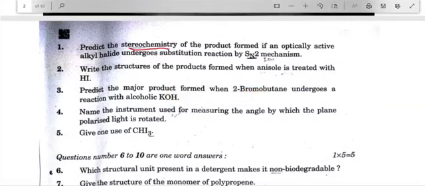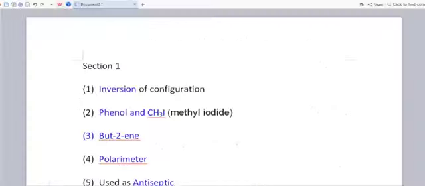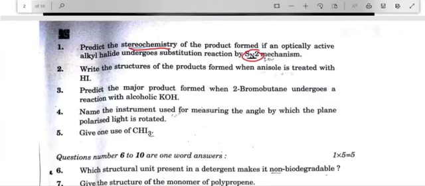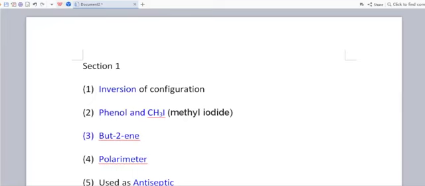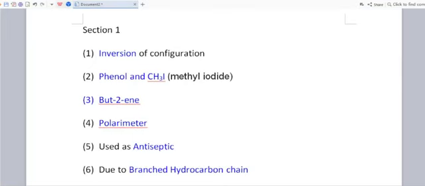Predict the stereochemistry of the product formed by an optically active alkyl halide through SN2 mechanism. The answer is inversion of configuration. Question number 2: anisole is treated with HI, you will get two products, phenol and CH3I, that is methyl iodide.